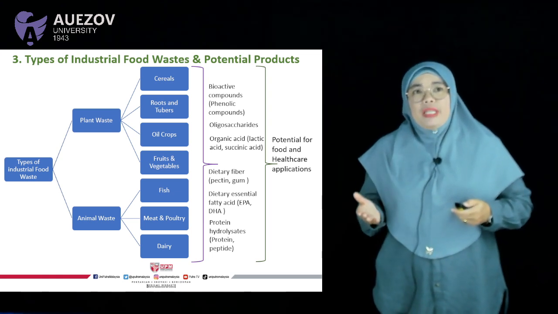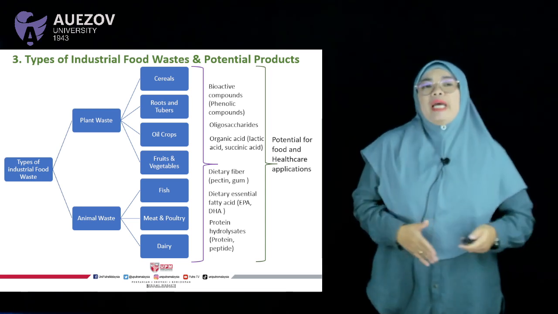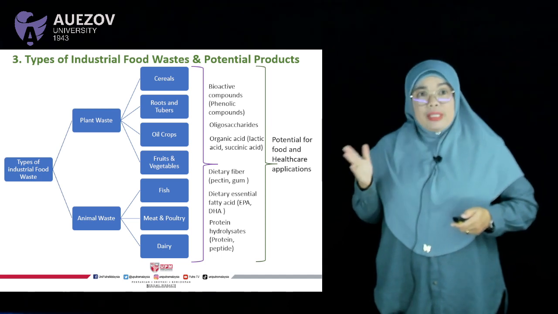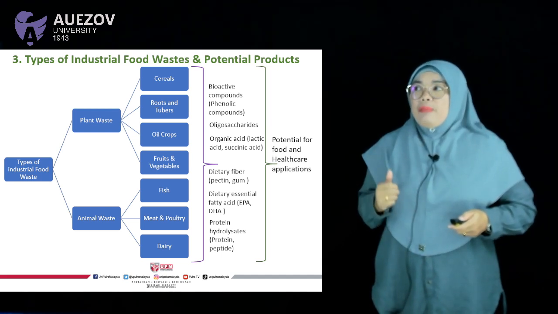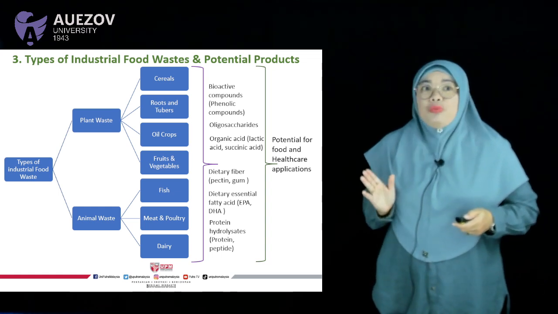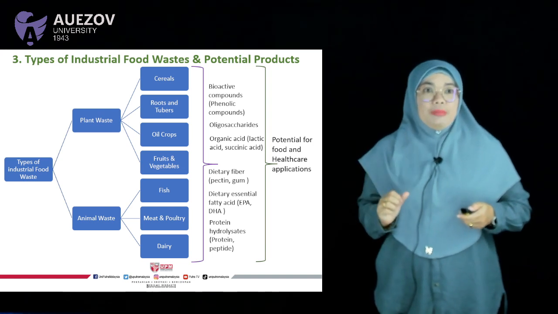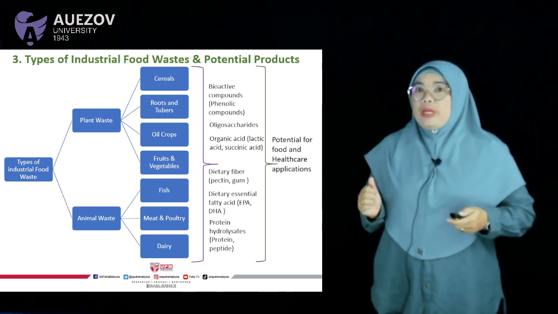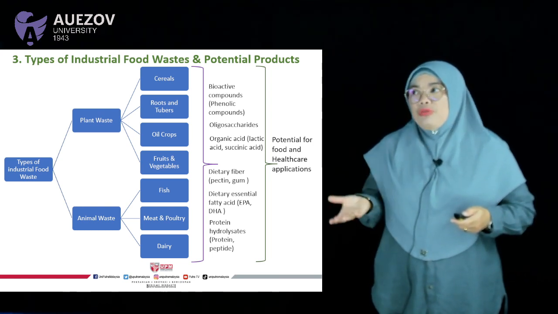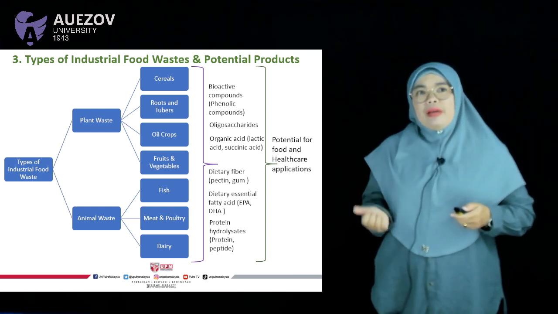We can classify this type of industrial food waste into two: plant-based waste and animal waste. As you can see from the slide, the major waste from plant-based sources comes from the cereal industry, roots and tubers, all crops, fruit and vegetables. For animal-based waste, we can get it from fish or seafood processing, the fishery industry, and also from meat and poultry as well as the dairy industry.